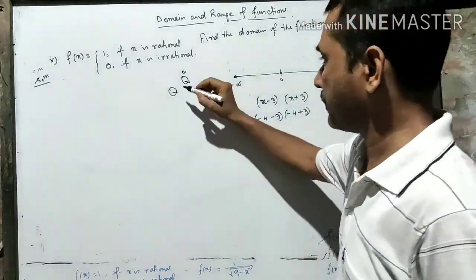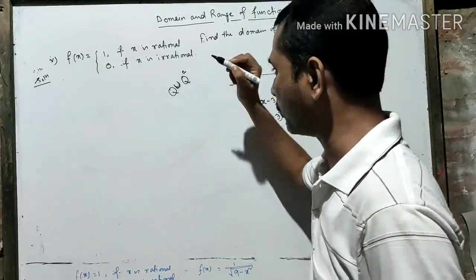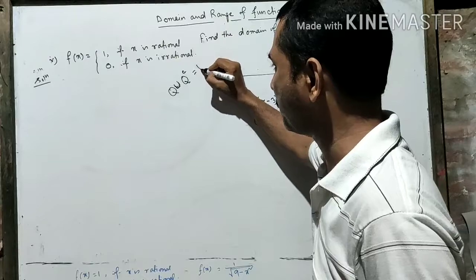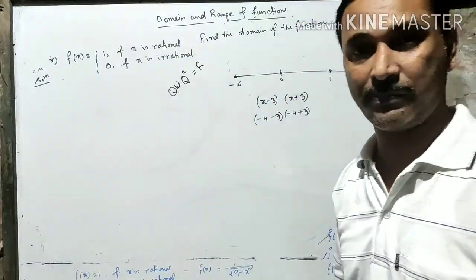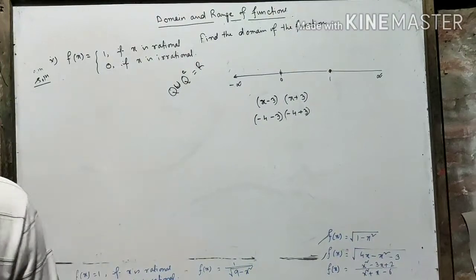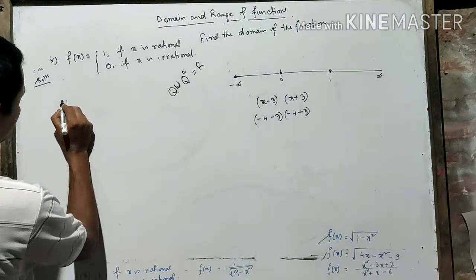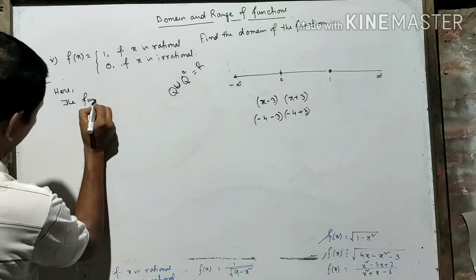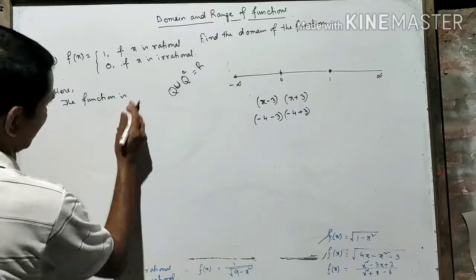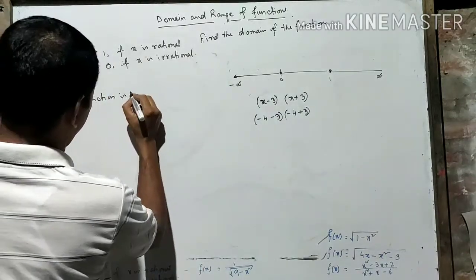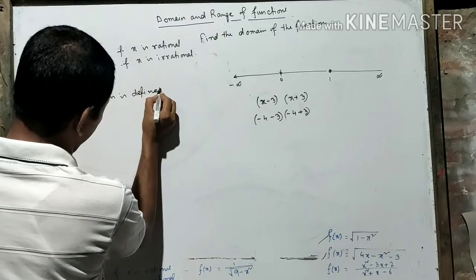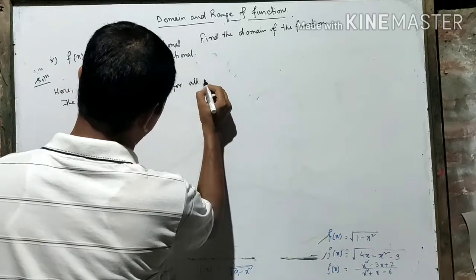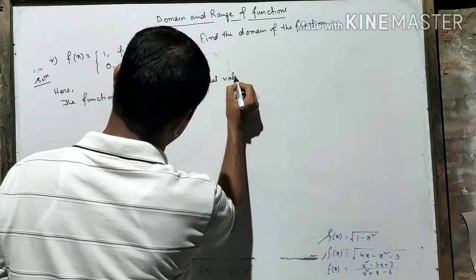That means the domain is defined for both Q and Q complement. That means the domain is Q union Q complement. And what is Q union Q complement? Q union Q complement is the set of real numbers R. So without any discussion we will write: here the function is defined for all real values of x.